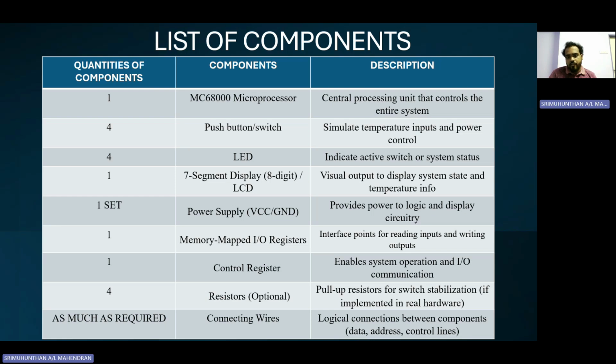Then one set of memory mapped IO registers, which is important as interfacing points for reading inputs and writing outputs. Then one control register, which enables the system operation and IO communication, the input and output communication. Then 4 resistors, which are optional, but they would be used as pull-up resistors for switch stabilization if implemented in real hardware.